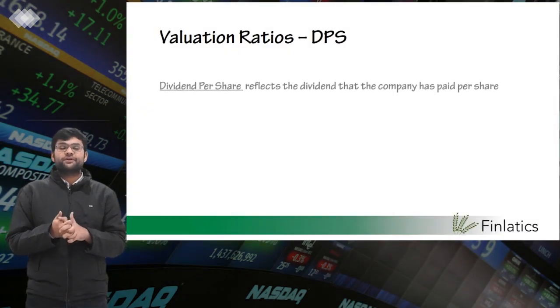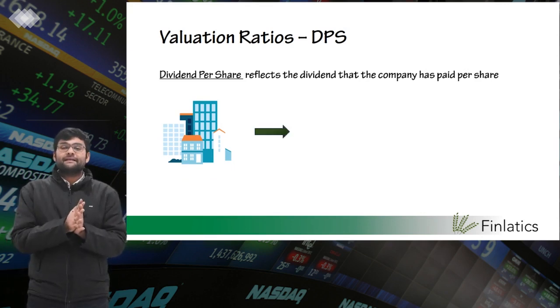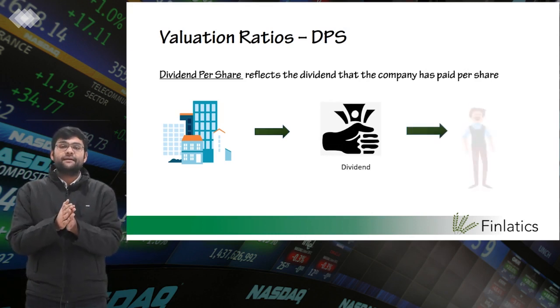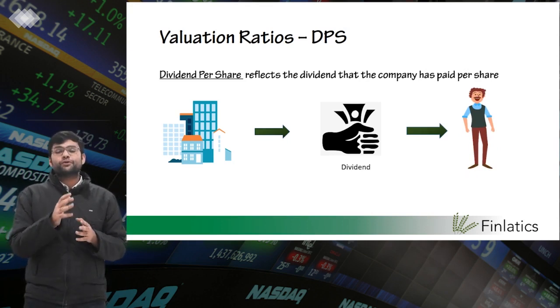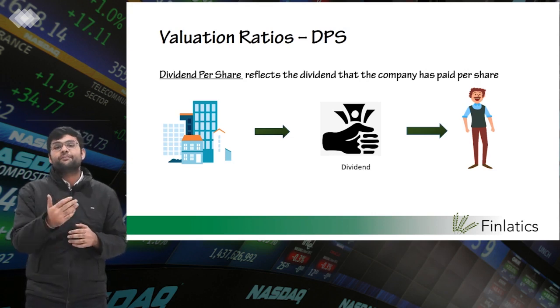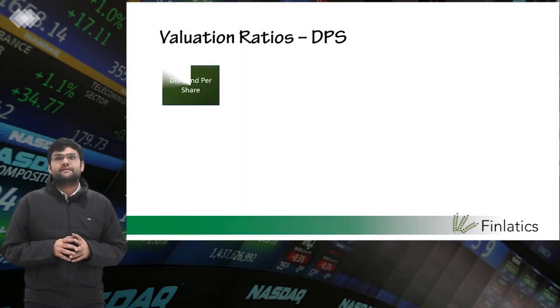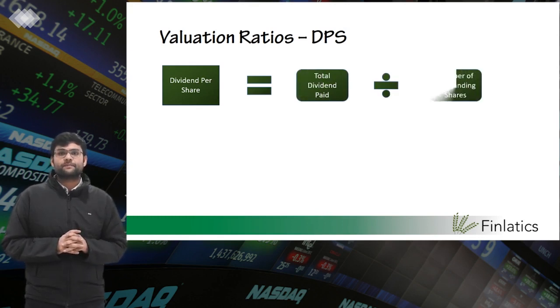After EPS and PE, let us come to our third valuation ratio, dividend per share. Dividend per share reflects the amount that the company has paid back as dividend per each share held by its shareholders. Dividend reflects that portion of a company's profits that the company decides to give back to its shareholders. Dividend per share or DPS is equal to total dividend paid divided by number of outstanding shares.